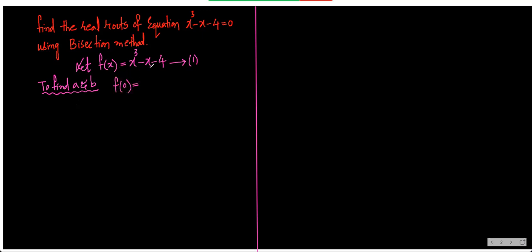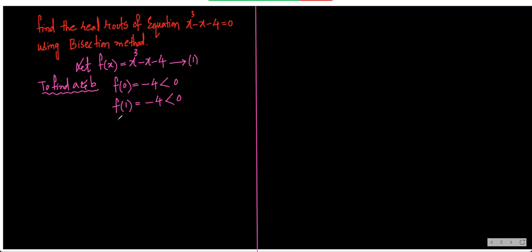If you put 0 here, you will get negative, that is minus 4, less than 0. And if you put 1, you will get 1 minus 1 minus 4, that is minus 4 only, which is less than 0 again. Means we have to go for another value.